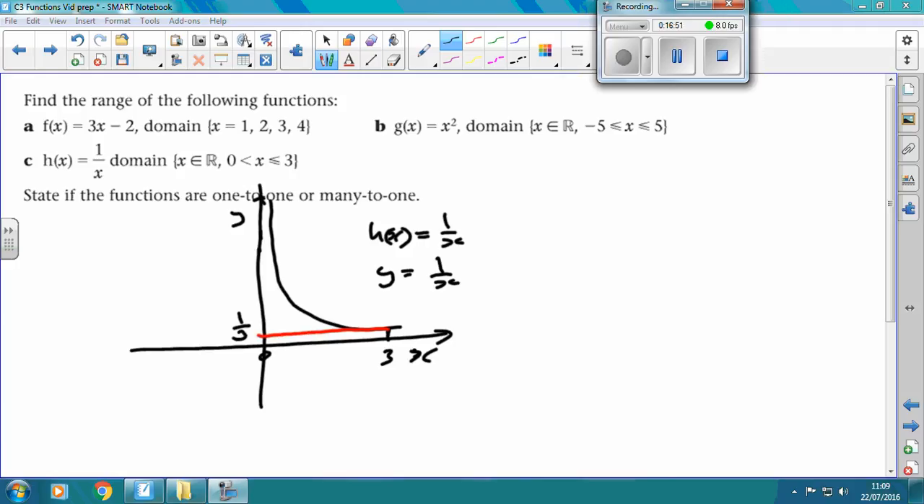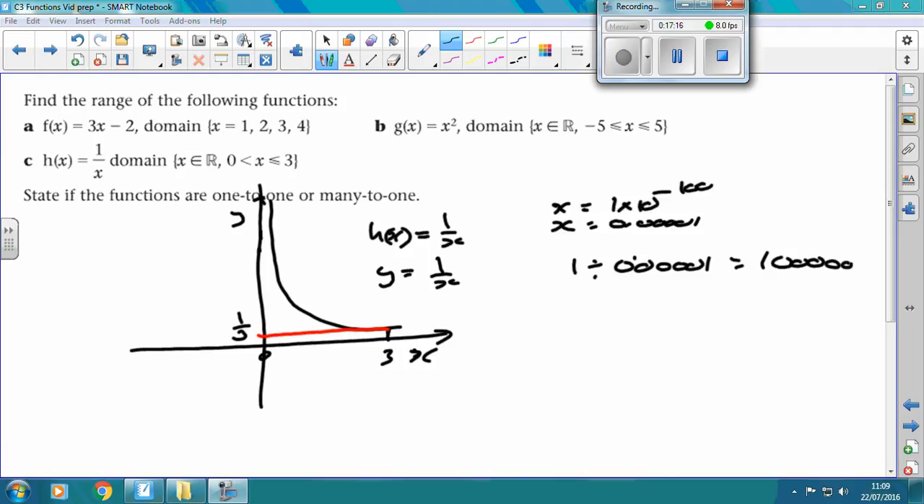Now, x doesn't actually equal 0, but let's say x equals 0.00001. 1 divided by 0.00001 would be 100,000. So the y value is enormous. You make x even smaller than that, so 1 times 10 to the power of minus 100, and y will be hugely enormous, a number that you can't really comprehend. So that will keep on going to infinity, which is why it's an asymptote. It will keep going up and up and up.